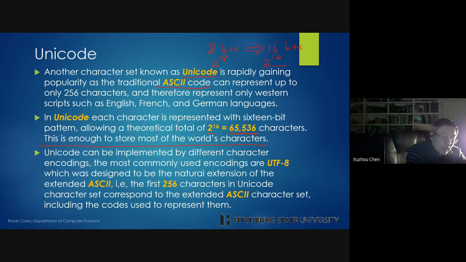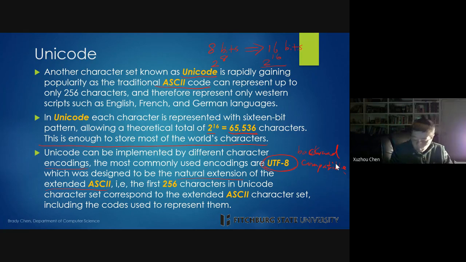Unicode can be implemented by different character encodings, and the most commonly used encoding is called UTF-8, which was designed to be the natural extension of the extended ASCII code. That means UTF-8 is backward compatible. Now, what does that mean?